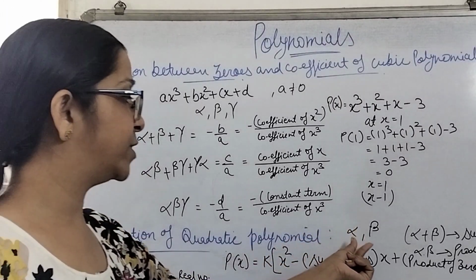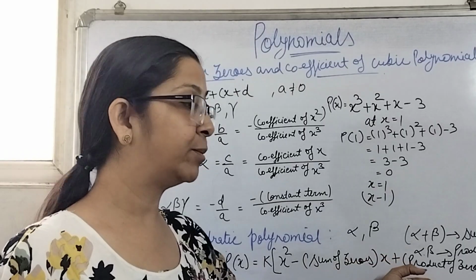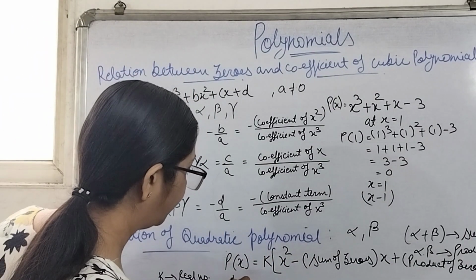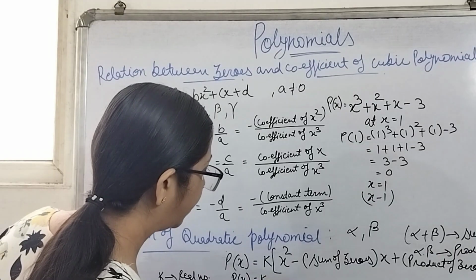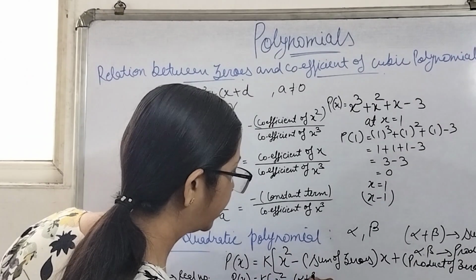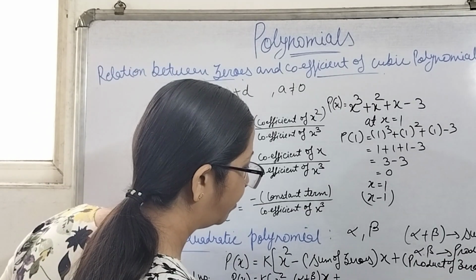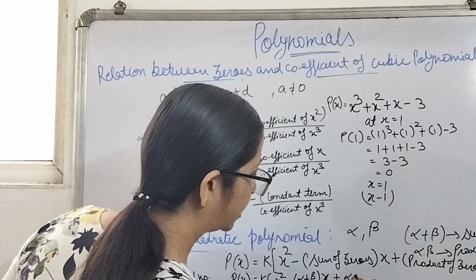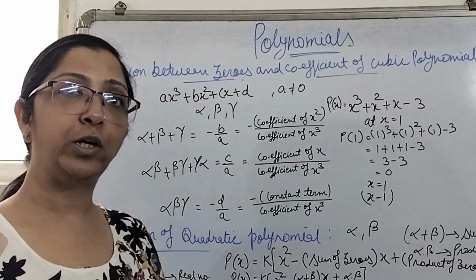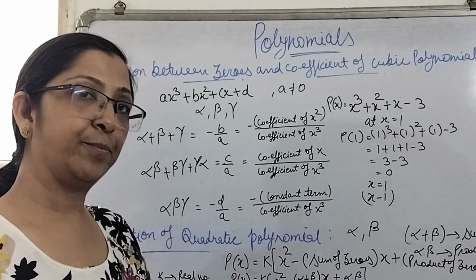So if the zeros are given to us, we can find the sum of the zeros, and we can find the product of the zeros also, and in this case the quadratic polynomial p(x) will be k multiplied by x square minus alpha plus beta, where alpha and beta are the zeros of the polynomial, multiplied by x plus the product of the zeros, that is alpha multiplied by beta. This will be the quadratic polynomial for which alpha and beta are the zeros.